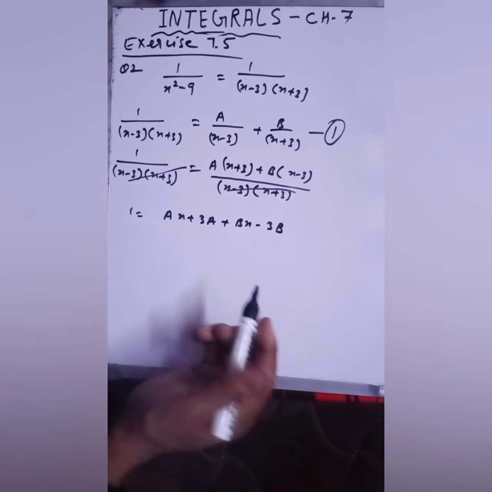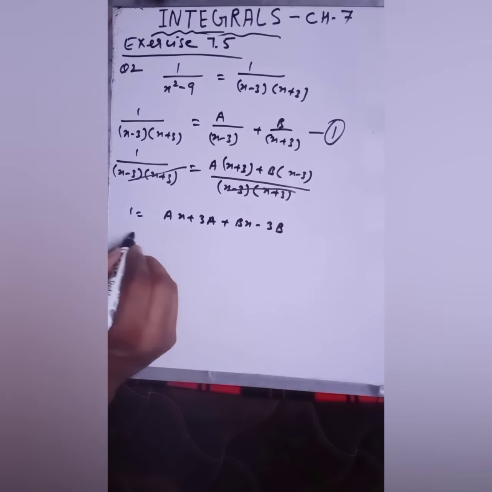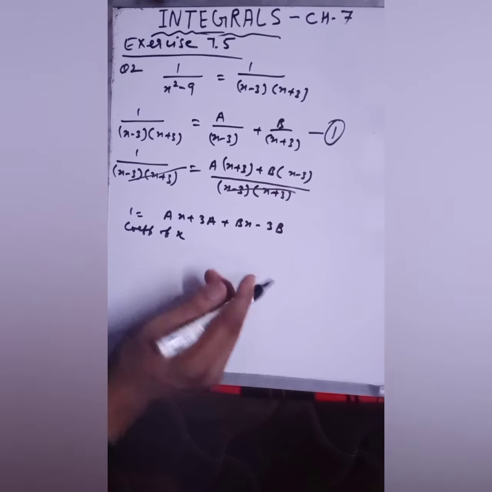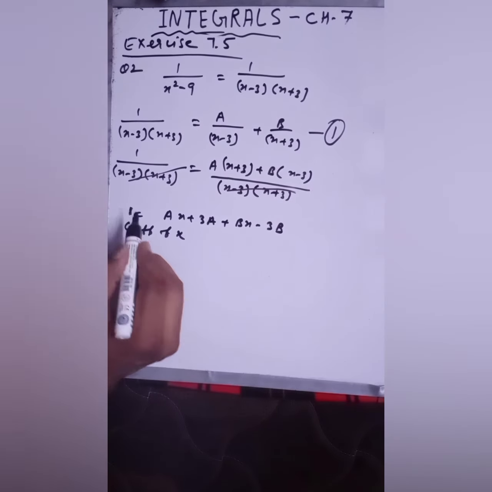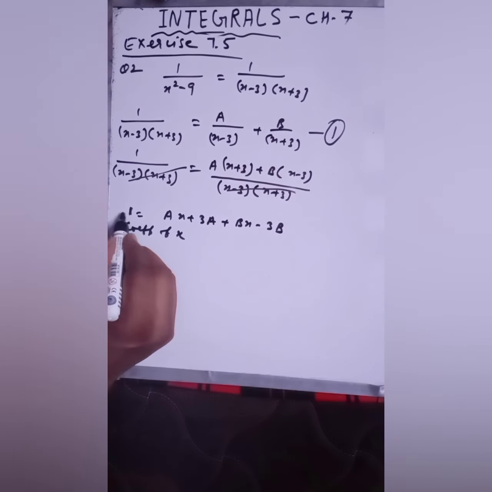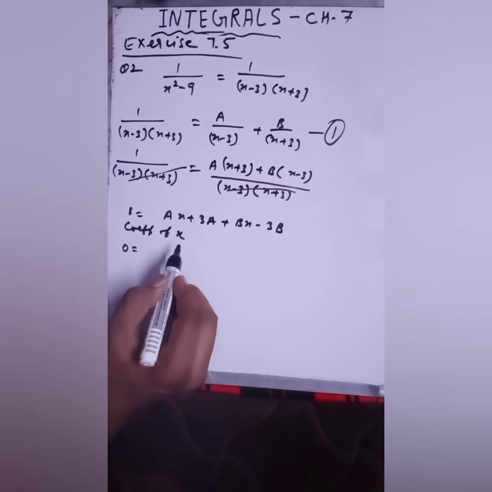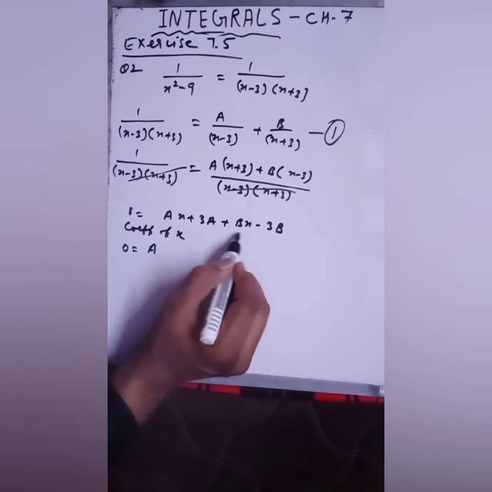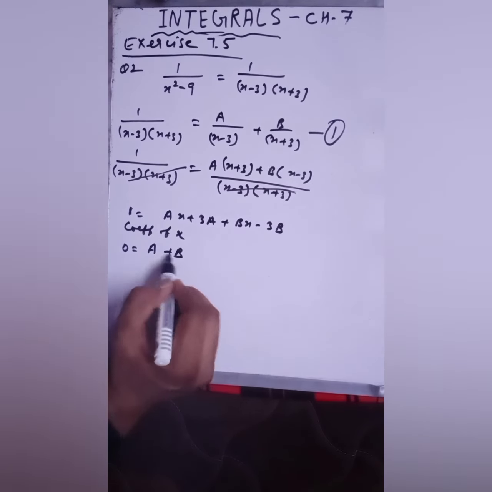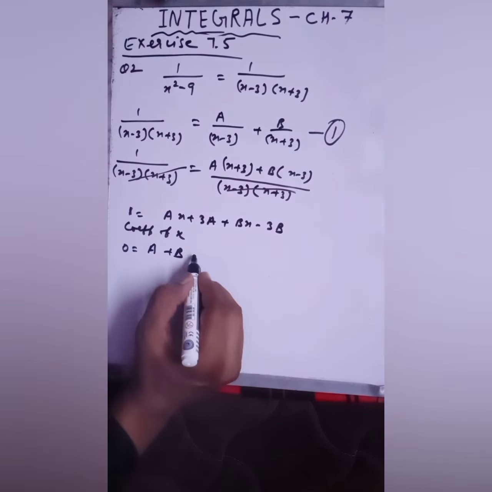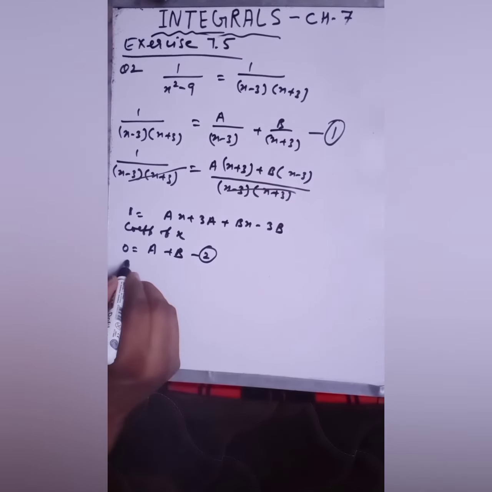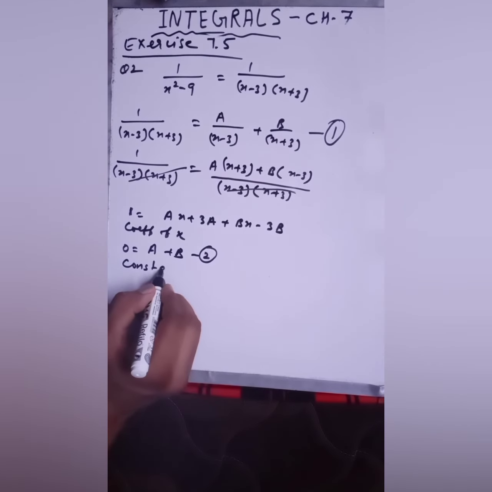Okay, now again we are comparing the coefficient of x on both sides. If you compare the coefficient of x, here you have only a constant term. So you will take 0, which is equal to the coefficient of x, here we have a, and the coefficient of x, here we have b. So you will get this equation. This is equation number 2. Fine. Here we are now comparing the constant term.